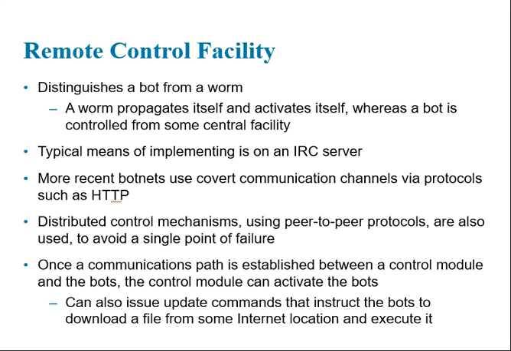Once a communication path is established between the control modules and the bots, the control module can activate the bots. All the code is already there. They just need to execute it based on their intended behavior. When they manage to communicate with the victims, they can also issue an update command that instructs the bot to download a file from some internet location and execute it. This type of attack is normally more complex.